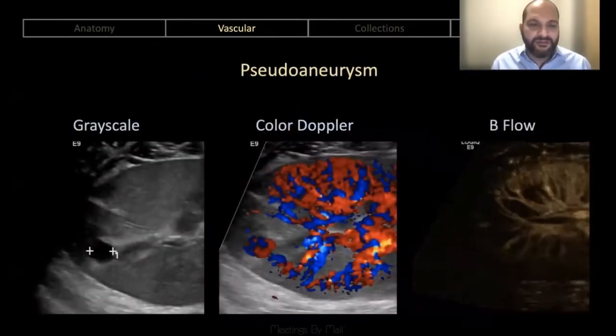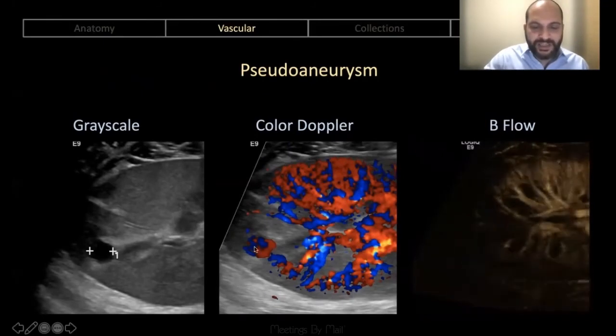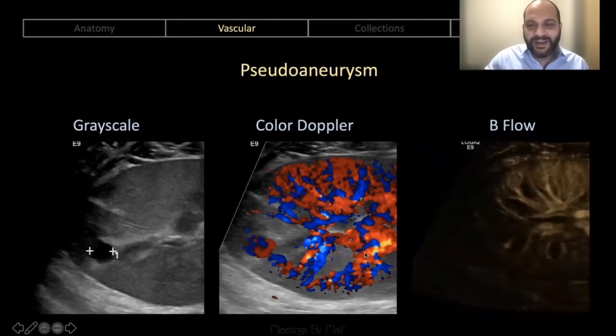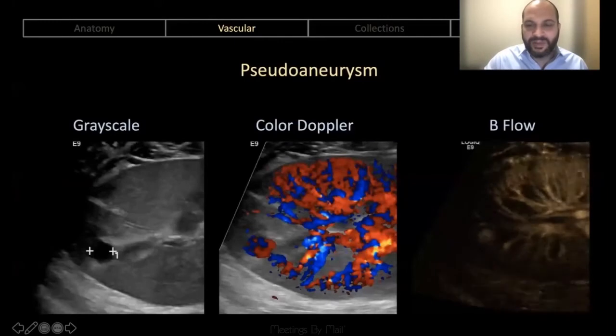So how does it look? On grayscale, it's just going to look like an anechoic structure, like a cyst. You need to put color Doppler on it to make sure it's not a cyst. Here you can see that kind of yin-yang appearance, and then you can see the swirling of the flow within the B flow images and the image on the right.